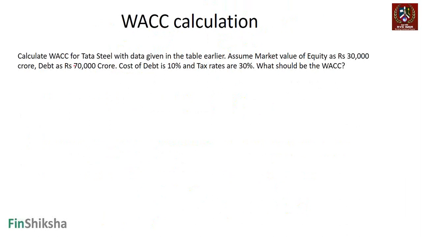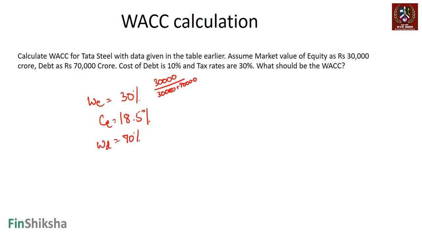Let's calculate WACC for Tata Steel given the data in the table earlier. We already calculated that for Tata Steel about 18.5% would be the cost of equity, correct? Assume market value of equity for this firm to be 30,000 crore, debt as 70,000 crore. So what is weight of equity? That's 30%. How do we get that? 30,000 divided by 30,000 plus 70,000. Total value is that much. And consequently, weight of debt would be 70%. Cost of debt is 10%. And tax rate is 30%.